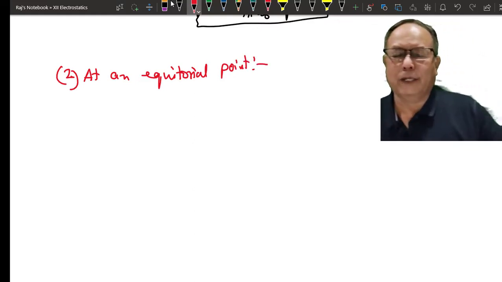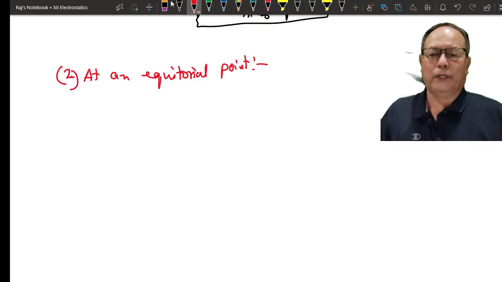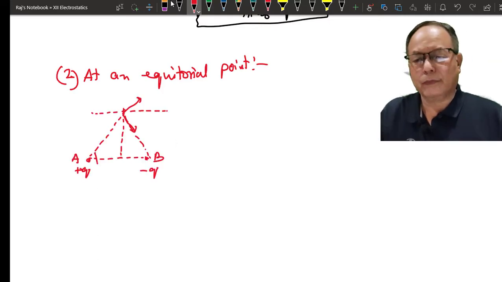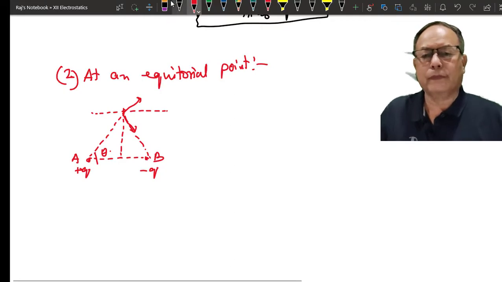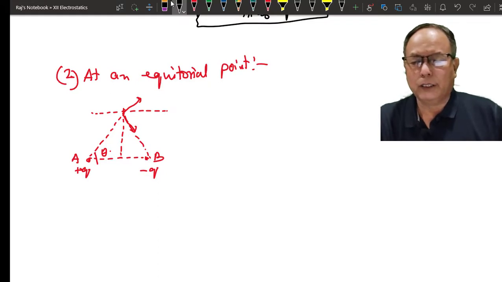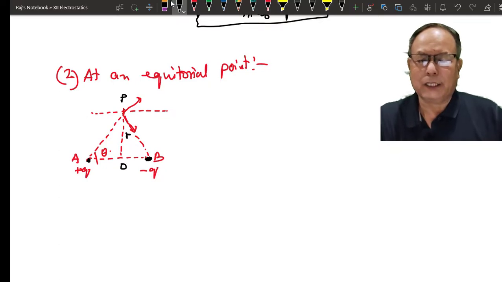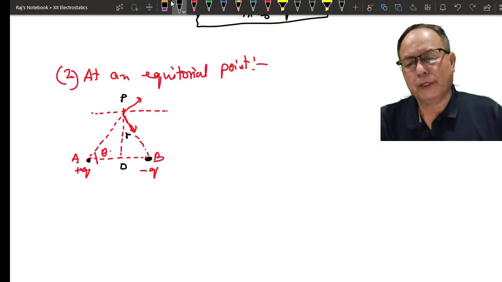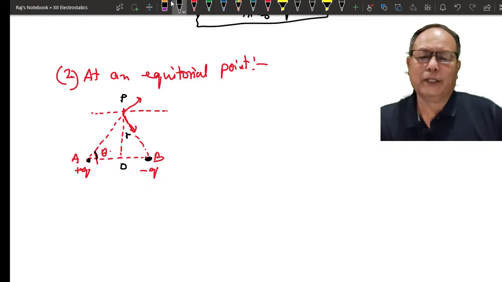Now we can find out the electric field at an equatorial point. We consider an electric dipole having charges minus Q at B and plus Q at A, so that P is a point on the equatorial line. P is at a distance R from the center, along the axis of the dipole, and the line AP makes an angle theta.